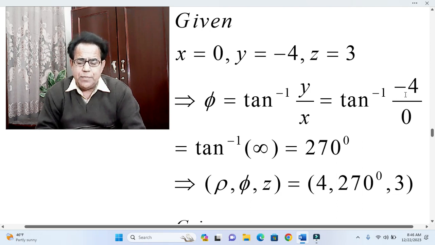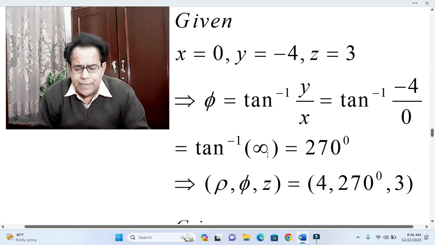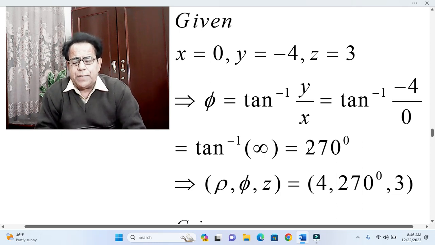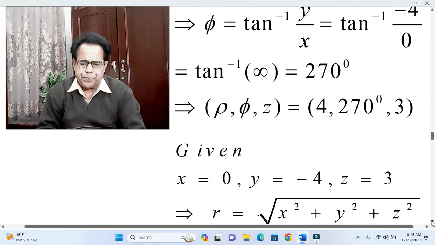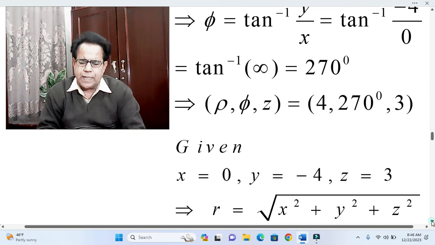Here y is minus, x is 0. Due to this minus condition, tangent inverse infinity is equal to 90 degree, but here we have taken it not as 90 degree but 270 degree, because y is minus, so we have added 180 to this 90. Okay, so rho, phi, z equal to 4, 270 degree and 3.